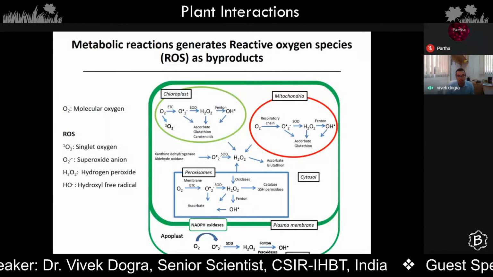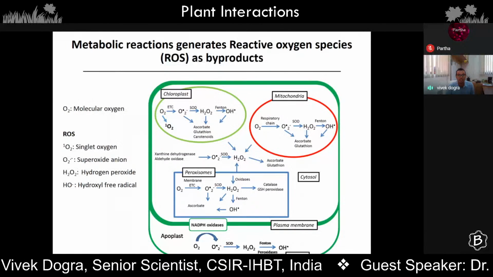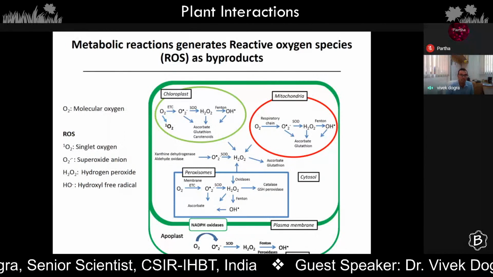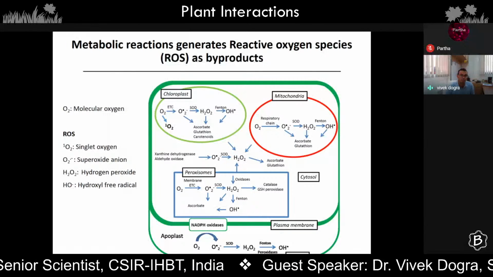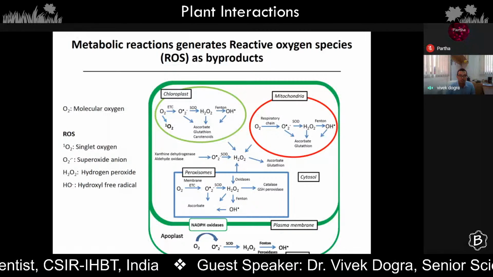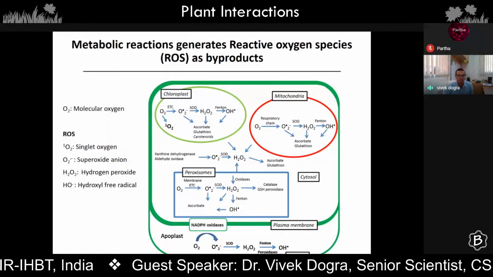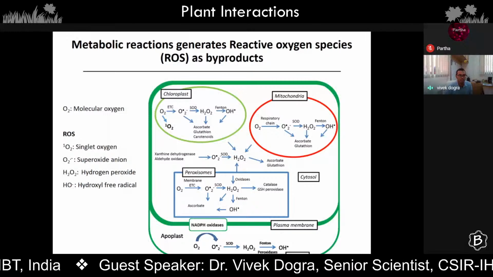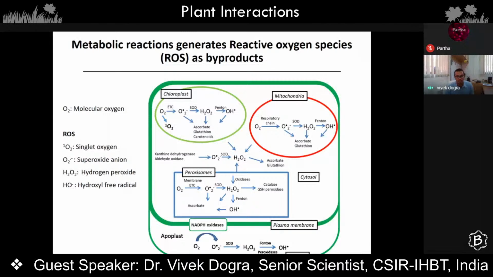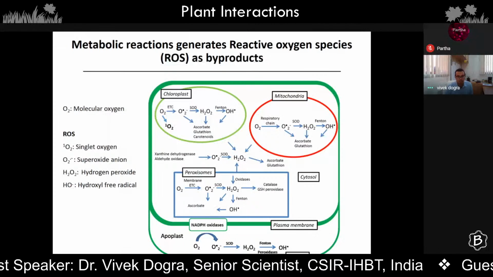Because of its chemical nature, it accepts electrons, and at the same time its chemistry also allows it to gain energy. Because of these two processes, gaining energy and electrons, the ROS are formed. These ROS include singlet oxygen, which is specifically generated in the chloroplast, and superoxide anion, hydrogen peroxide, hydroxyl radicals, and nitric oxide species, which also get generated in other subcellular organelles, including mitochondria, peroxisome, and the plasma membrane.